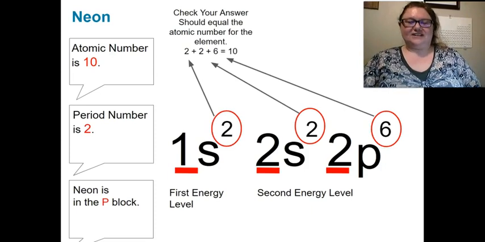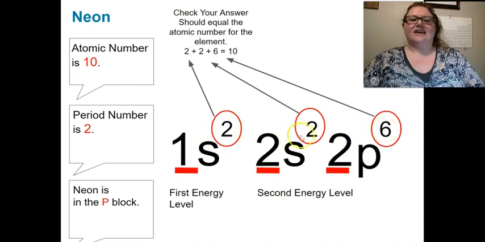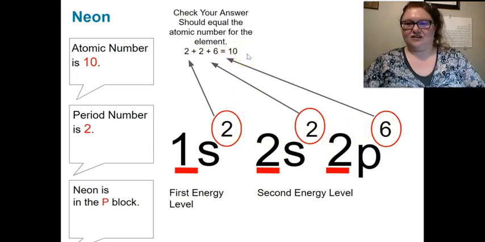So again, what we need to do is account for 10 electrons. If you look at the superscripts and we add them, 6 plus 2 is 8, plus 2 is 10, I've accounted for all 10 of neon's electrons.